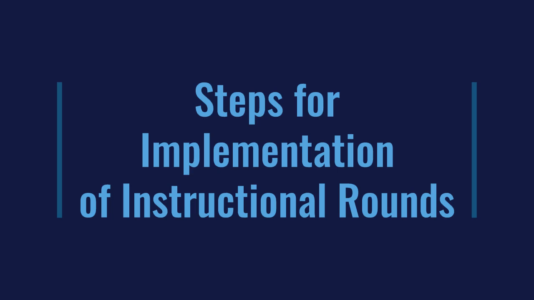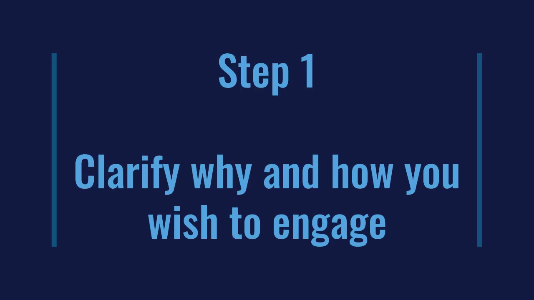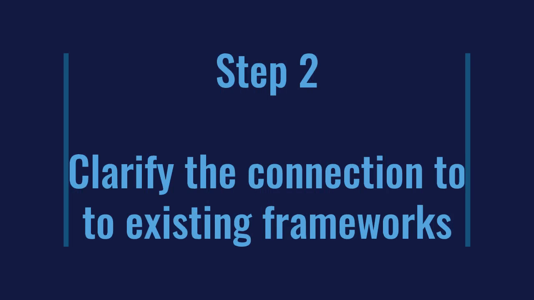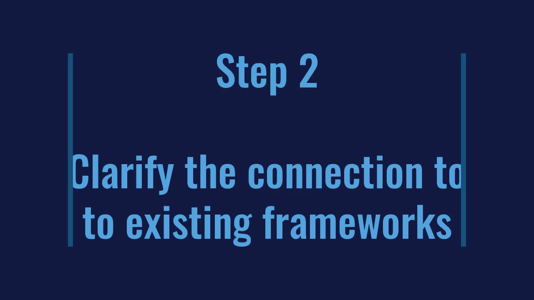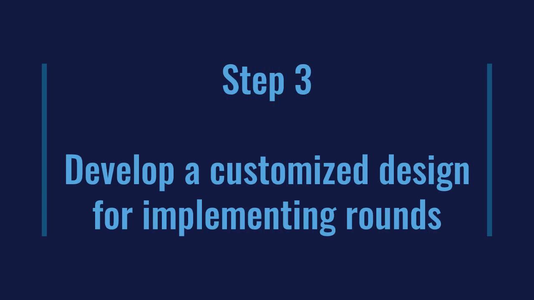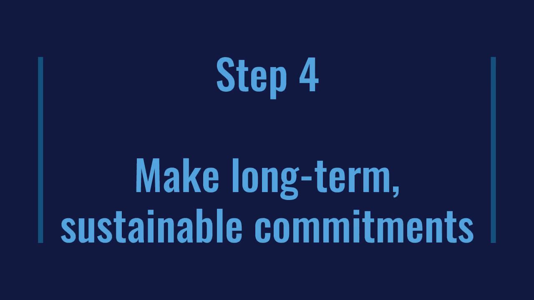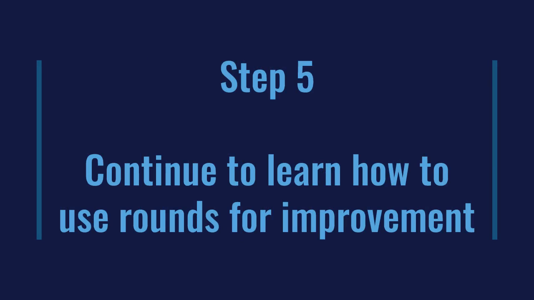There are 5 steps to implement instructional rounds in your building or district. First, you have to clarify why and how you wish to engage. Then you need to clarify the connection to any existing frameworks you already have in place. Then you will develop a customized design for implementing rounds. Next, you'll make those commitments that are long-term and sustainable. And last, you're going to keep on learning how to use those instructional rounds for continued improvement.